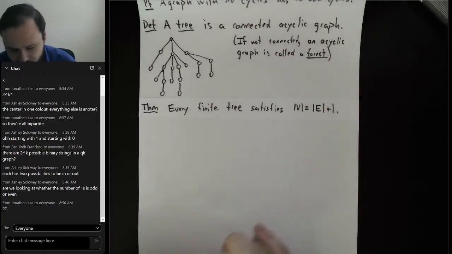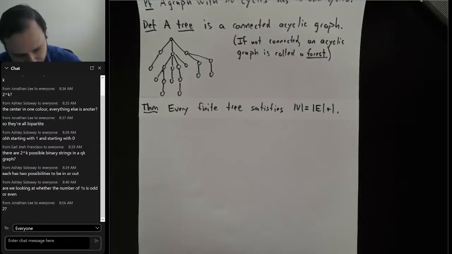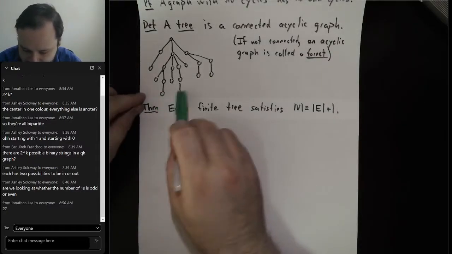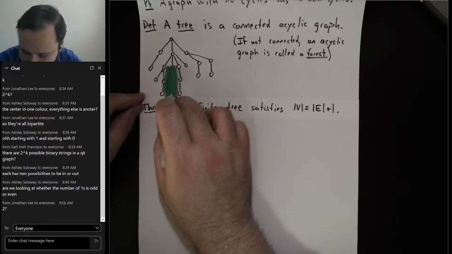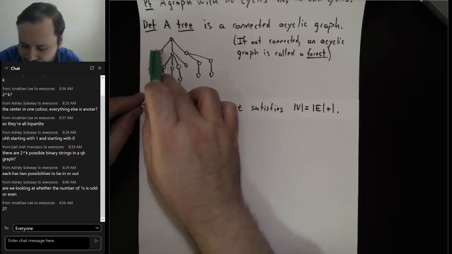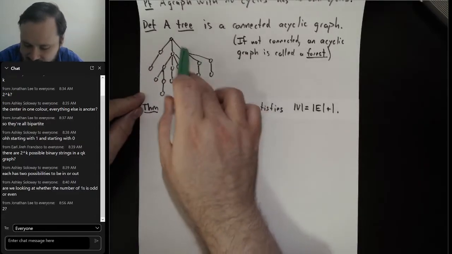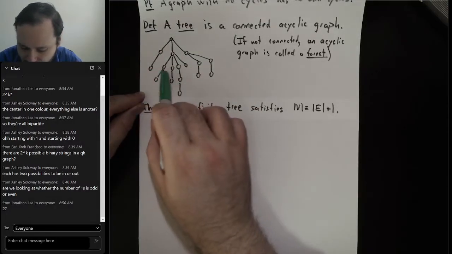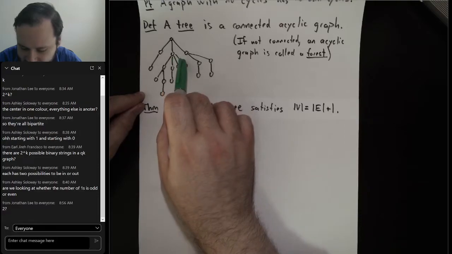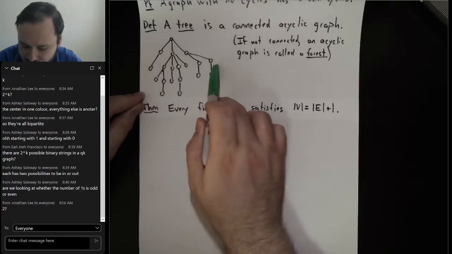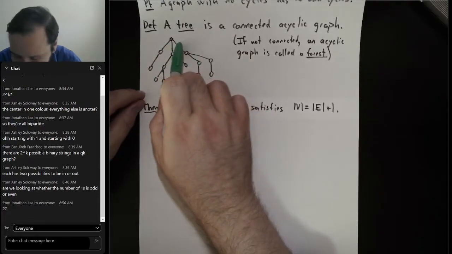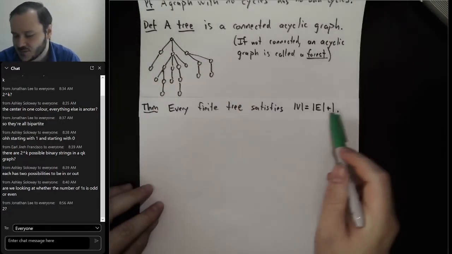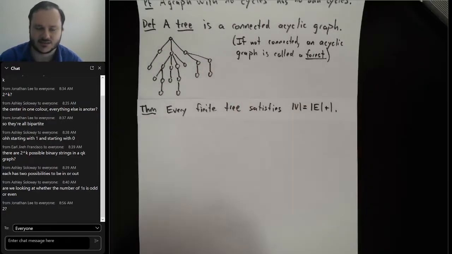So let's look at this tree. Let's just make sure that that's true. I have 1, 2, 3, 4, 5, 6, 7, 8, 9, 10, 11, 12, 13, 14, 15, 16, 17, 18, 19 vertices. And 1, 2, 3, 4, 5, 6, 7, 8, 9, 10, 11, 12, 13, 14, 15, 16, 17, 18 edges. So 18 plus 1 is 19. So that checks out.